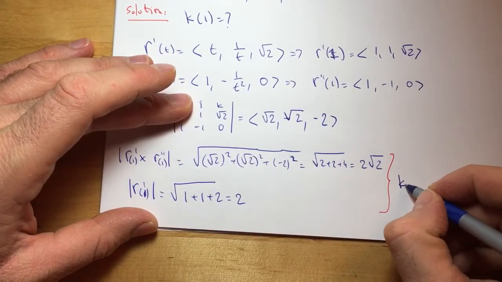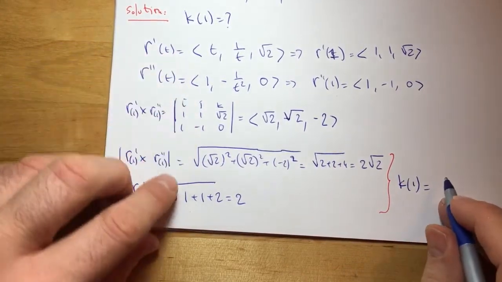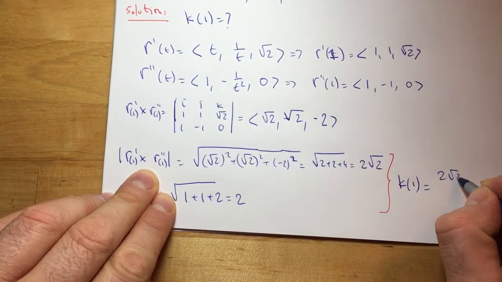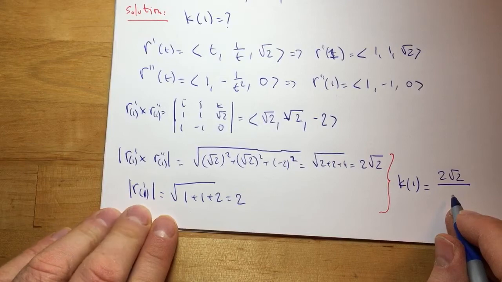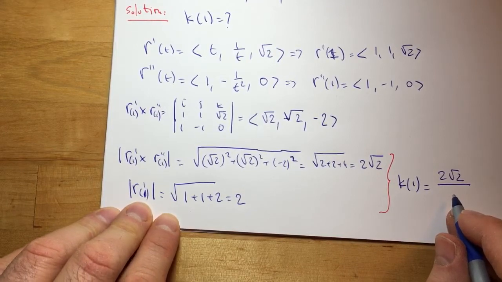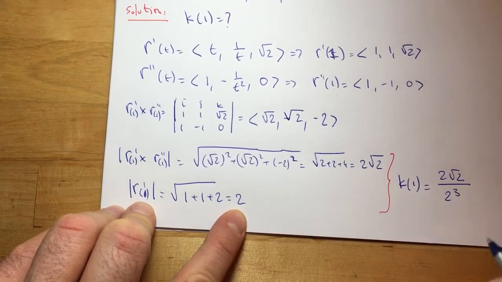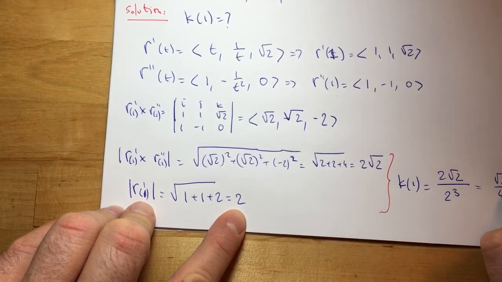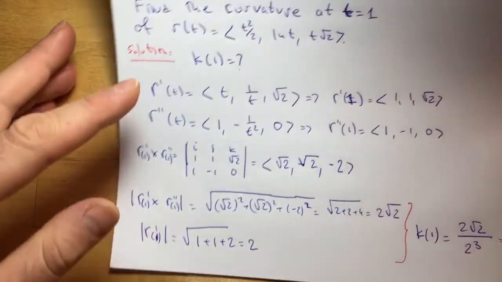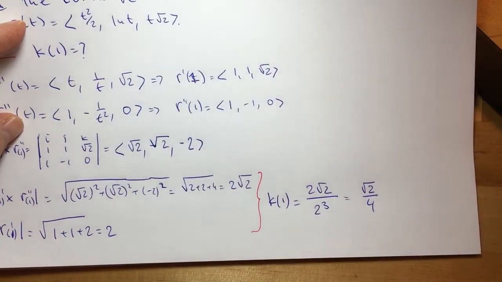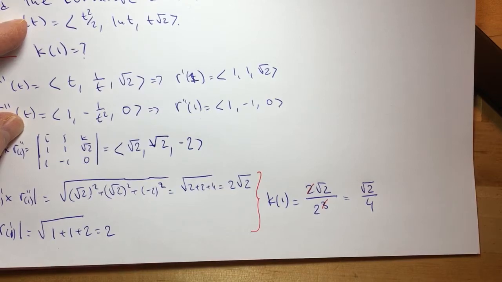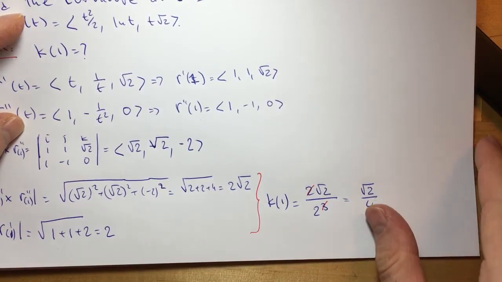The curvature at 1 is equal to the magnitude of this cross product, which is 2 square root of 2, over the magnitude of r prime evaluated at 1, which is 2 to the power of 3. And finally, that's equal to square root of 2 over 4. So be careful what is the question that you're being asked. It might save you quite a lot of time.